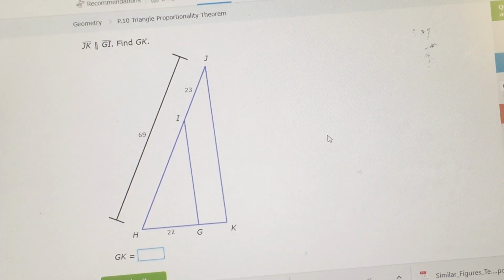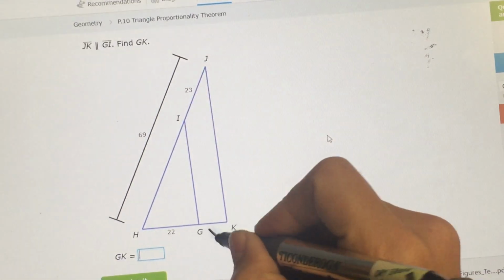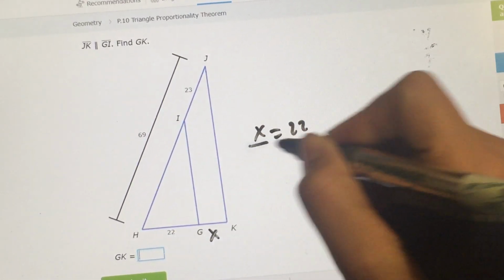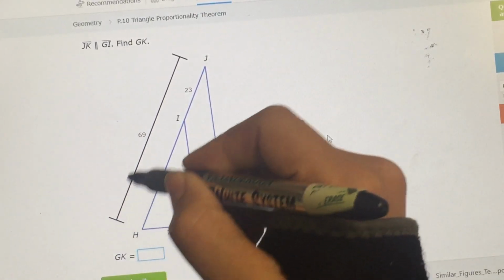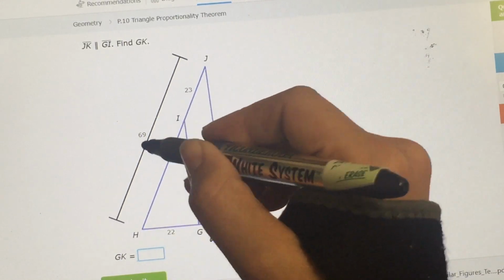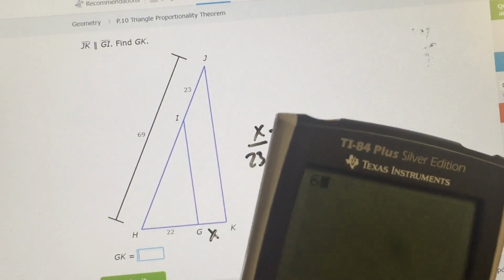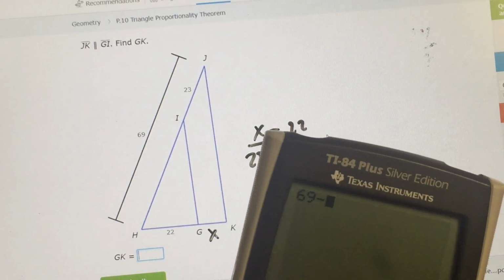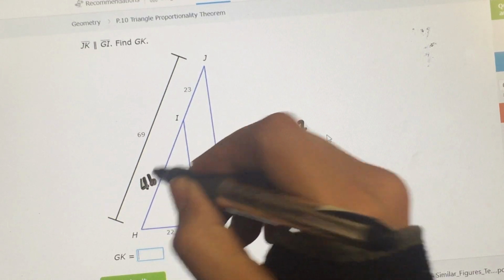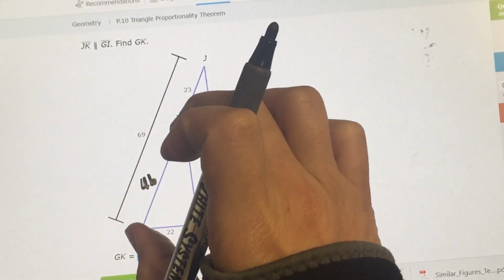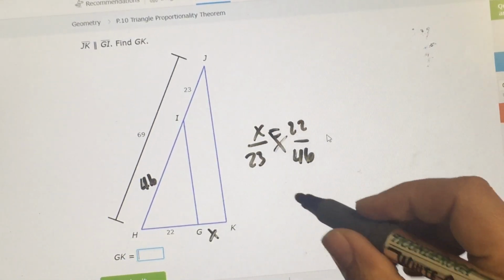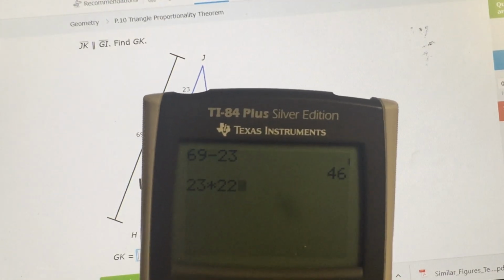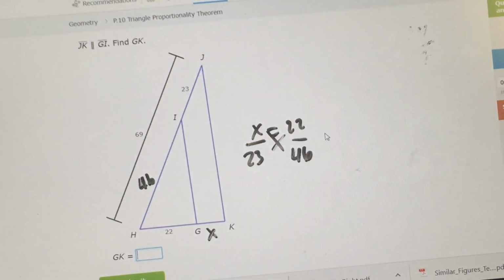All right, so I already know I'm going to need to find this part because I'm looking for GK. So x goes to 22. So 23 goes with whatever number goes here. But what number goes here? Well, if this whole thing is 69 and this part is 23, if I subtract the two, I find the difference. So 69 minus 23, 46. So I get 46 here because 46 plus 23 is the whole thing. This part plus this part is the whole thing. So cross multiply and divide. 23 times 22 divided by 46. 11. Oh, if I'm looking for GK, am I looking for GK? Yep, 11.